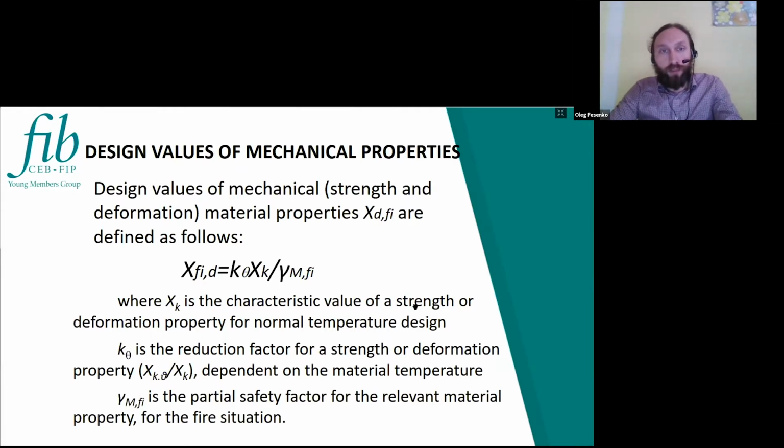Design values of mechanical properties can be defined by the equation, where you can see Xk is the characteristic value of the strength or deformation property. For example, compressive strength or modulus of elasticity of concrete. K is the reduction factor for a strength or deformation property dependent on the material temperature. And gamma M,fi is the partial safety factor for the relevant material property for the fire situation, with index fi.